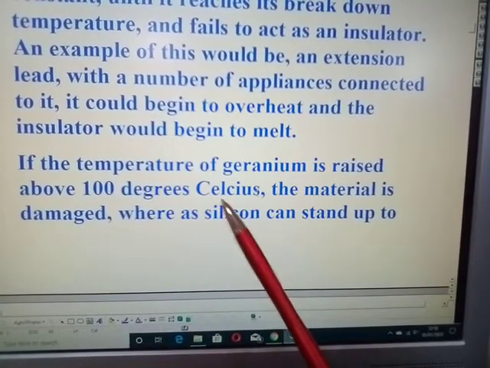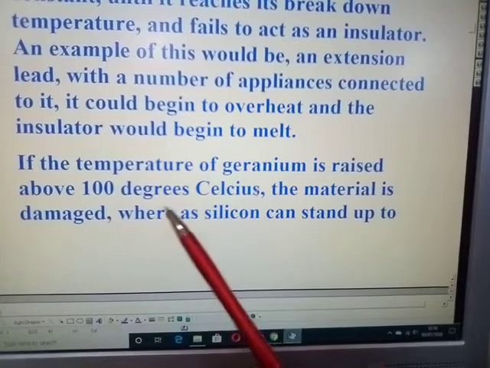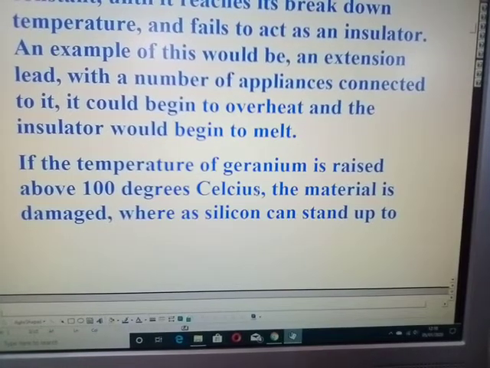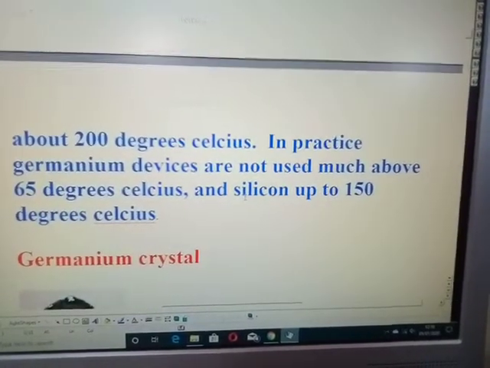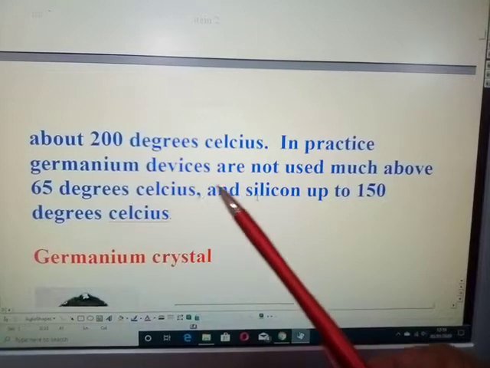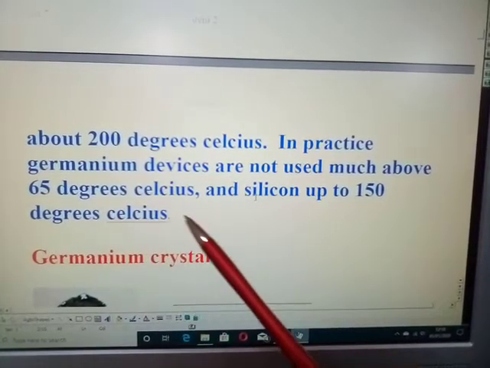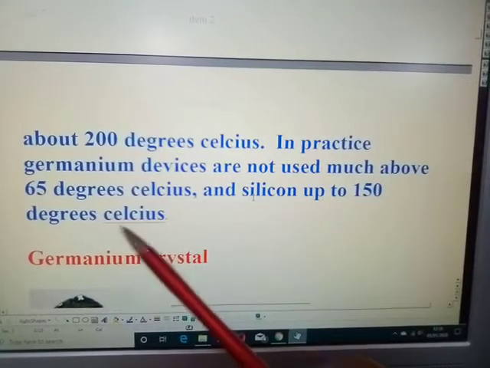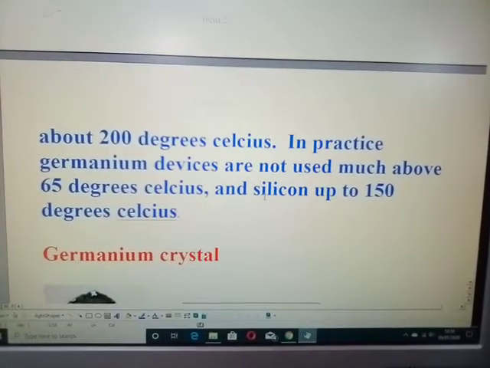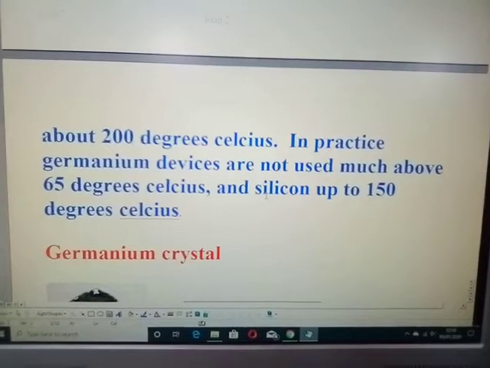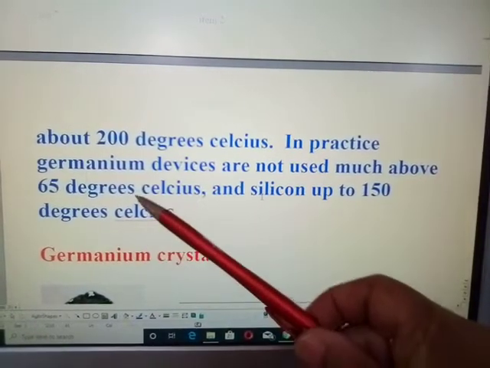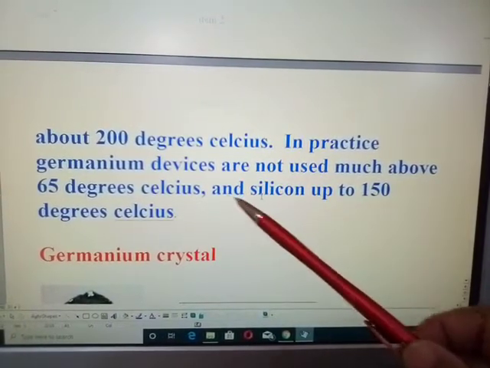Now, if the temperature of germanium is raised above 100 degrees Celsius, the material is damaged, whereas silicon can stand up to about 200 degrees Celsius. In practice, germanium devices are not used much above 65 degrees Celsius and silicon up to 150 degrees Celsius. So if you were designing something to operate in the Sahara Desert, you obviously need to be looking at something that can withstand a high temperature. So most of your product would then be in silicon.